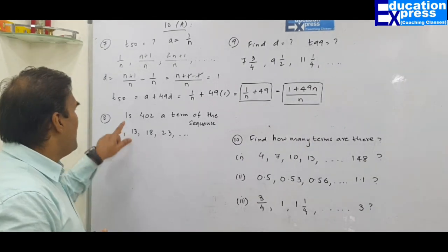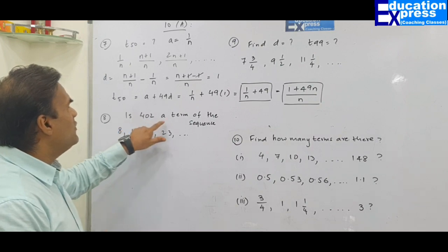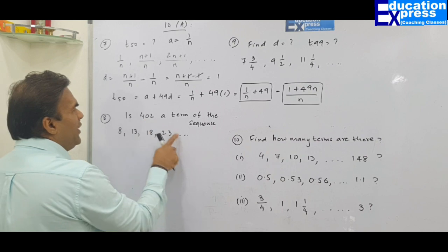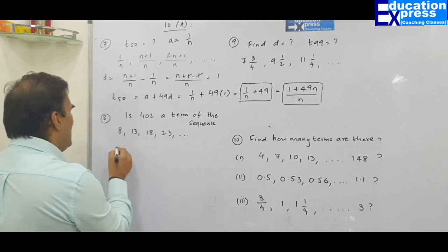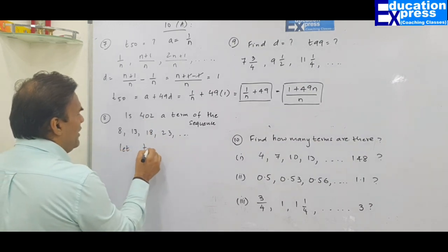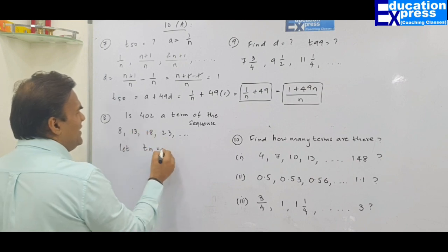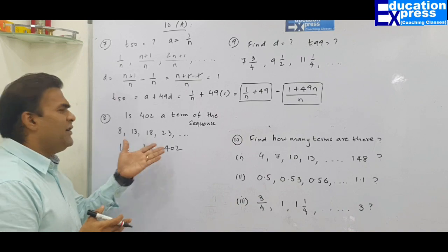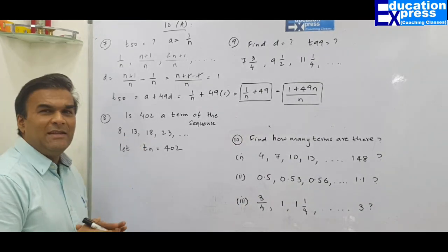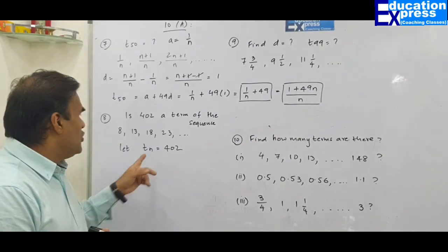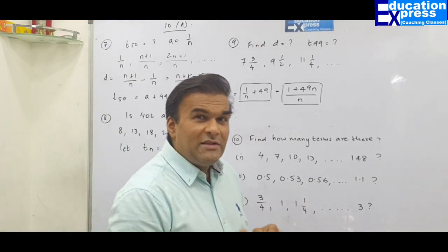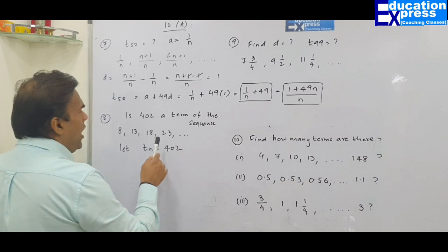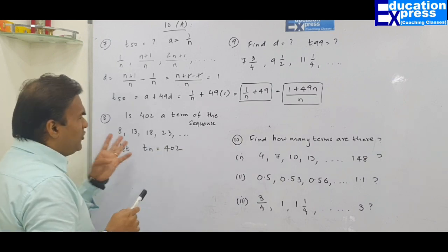Yes, sir. Is 402 a term of the sequence? I don't know if 402 is a term. So I'm assuming, let the last term of the series be 402. Let this be a term, any term of the given series. If that is so, we must also know what is the term number. That means at which term, how 23 is a fourth term.